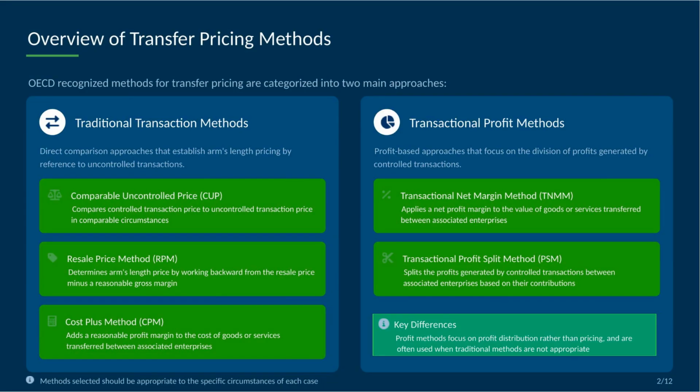Transfer pricing methods are divided into traditional transaction methods and transactional profit methods. Traditional methods, like comparable uncontrolled price, resale price method, and cost-plus method, focus on direct price comparisons, whereas profit methods, such as transactional net margin method and profit split method, emphasize profit distribution. The choice of method depends on the specific circumstances, detailed functional analysis, and case specifics, to ensure arm's-length pricing in controlled transactions.